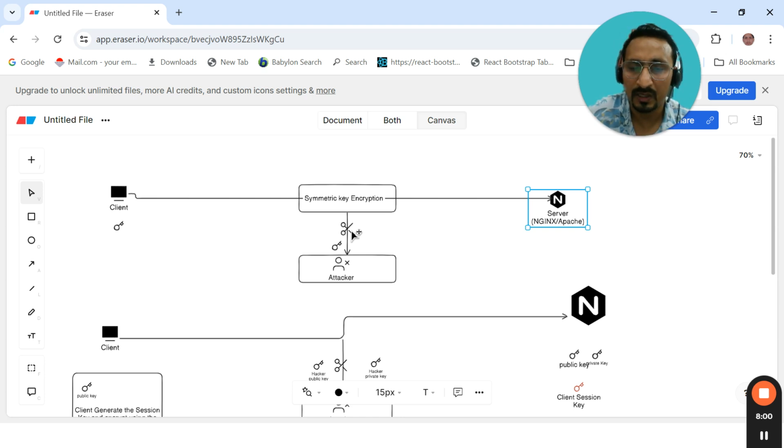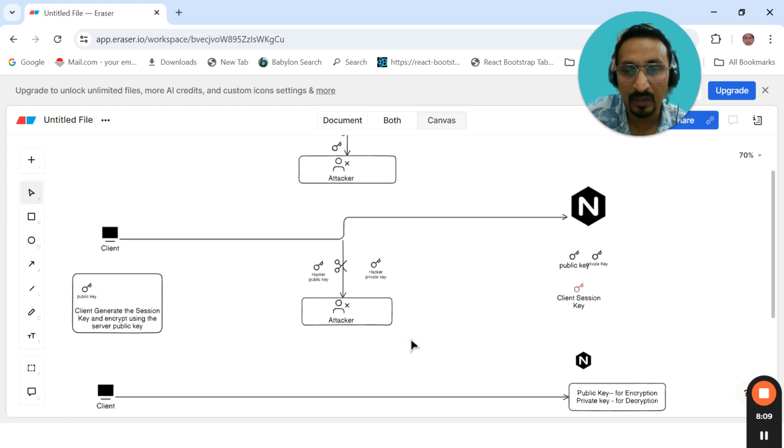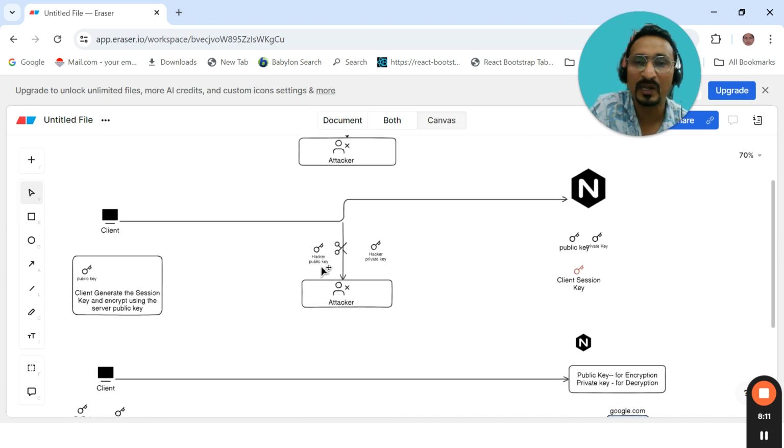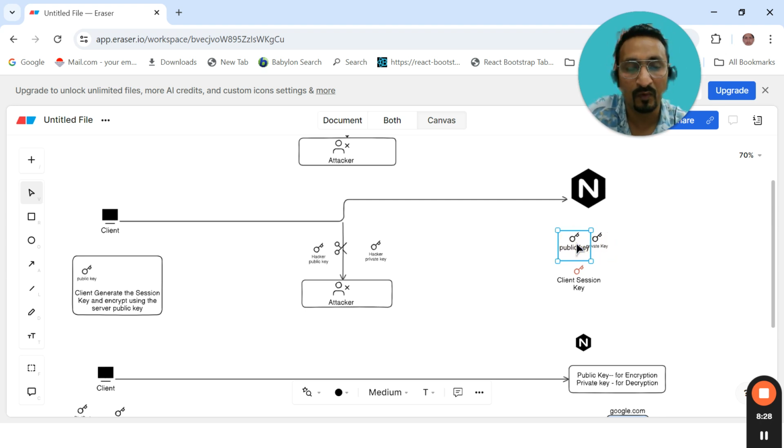Now let's come to the asymmetric key. In asymmetric key, how can we share the key for the data encryption? Okay, so let me come to the point. What is asymmetric? In asymmetric, we have a public and a private key. The server will have both a public key and a private key. Here the public key is used for encryption and the private key is used for decryption.